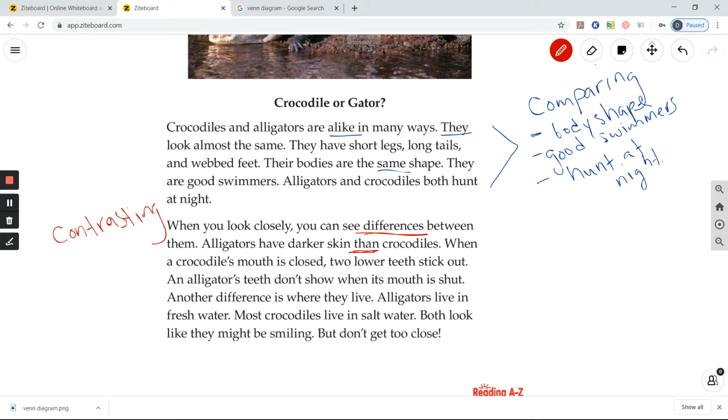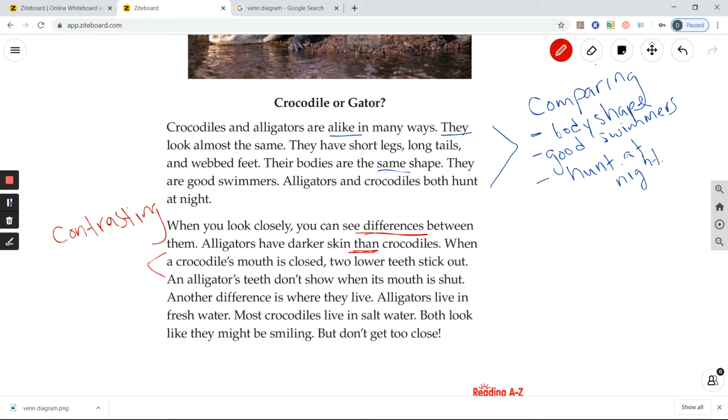When a crocodile's mouth is closed, two lower teeth stick out. An alligator's teeth don't show when its mouth is shut. These two sentences are comparing the teeth of a crocodile and an alligator. Another difference is where they live. Alligators live in freshwater. Most crocodiles live in saltwater.